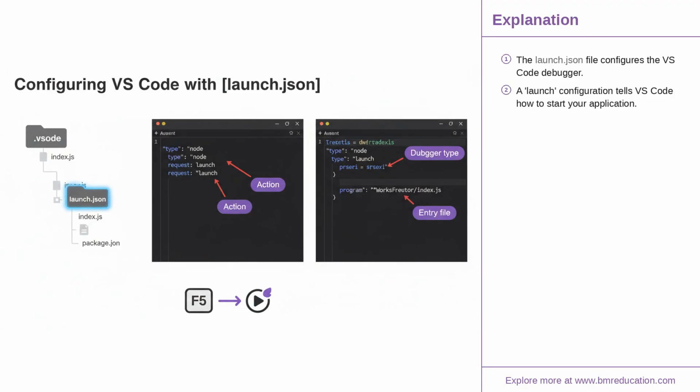To start debugging in VS Code, you first need a launch configuration. This is a simple JSON file named launch.json, located in a .vscode folder. This file tells VS Code how to start your application in debug mode. The most common configuration is launch program, where you specify your app's entry script. Once this is set up, you can start a full debugging session with a single click or by pressing F5.